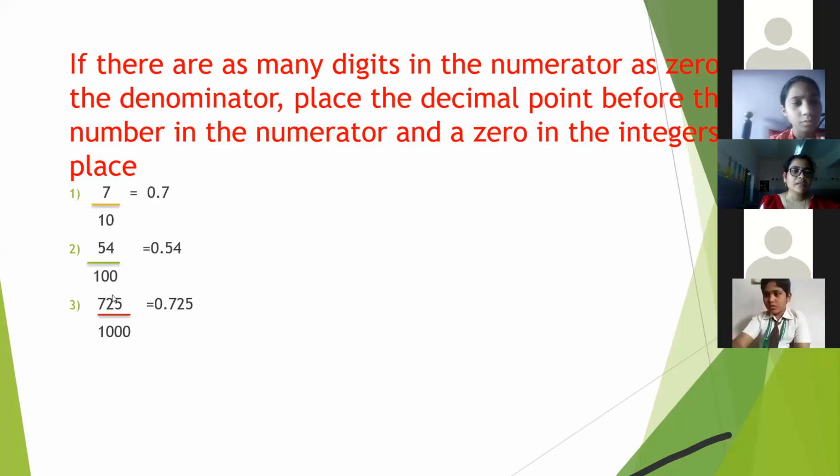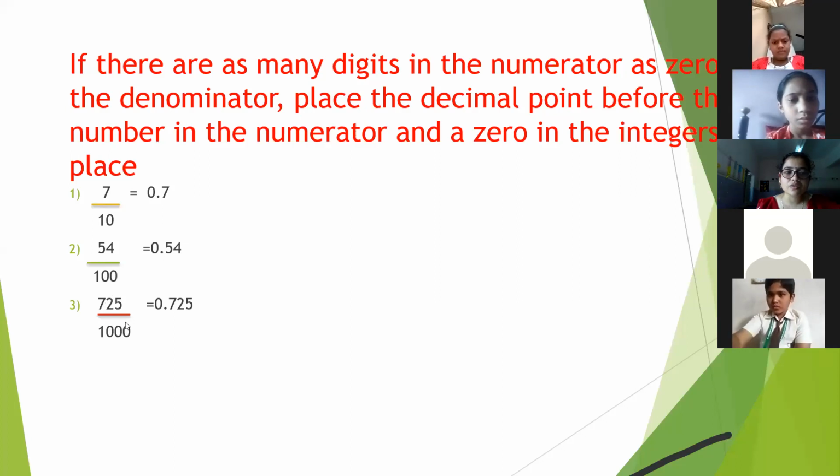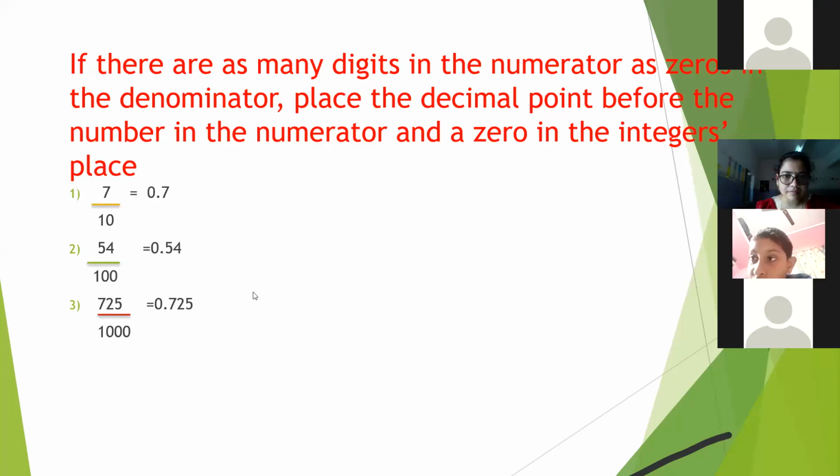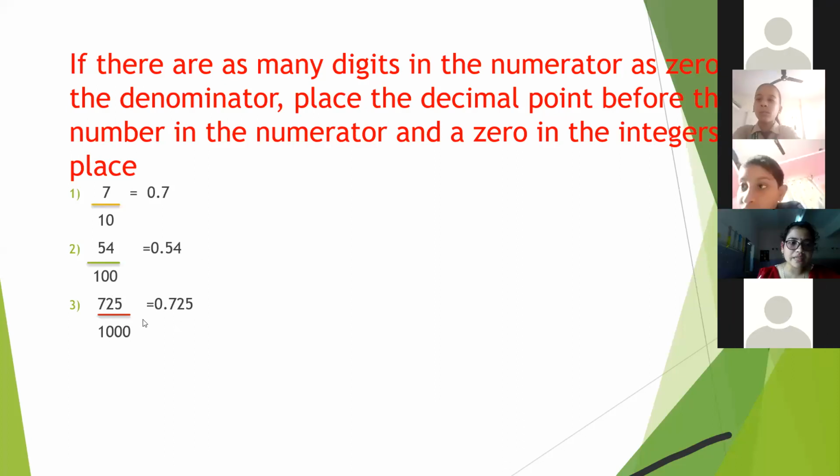See here, 725 upon 1000. So how many digits are here? You can see here 3 digits are given, 1, 2, 3, and 3 zeros are given, 1, 2, 3. So you will move 1, 2, 3 places, then you will put the decimal point, then you will put zeros over here.